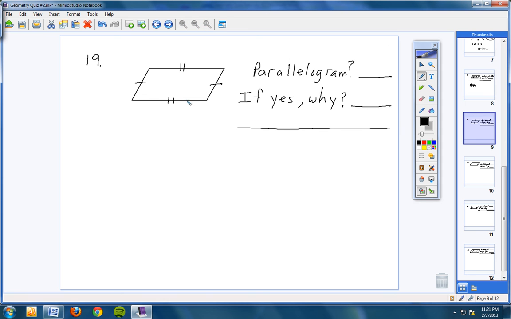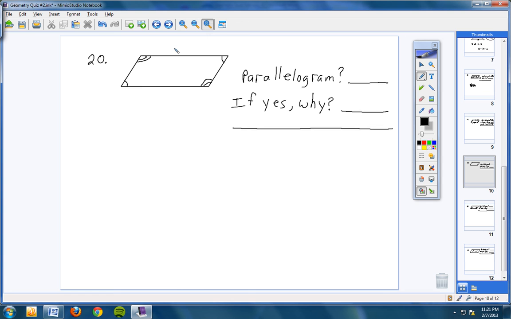All right, number 19. This side here is congruent to this side here, and this side here is congruent to this side here. So do we have both sets of opposite sides congruent? Yes, we do. So the answer is yes. And how do we know? Why? Both pairs of sides are congruent.